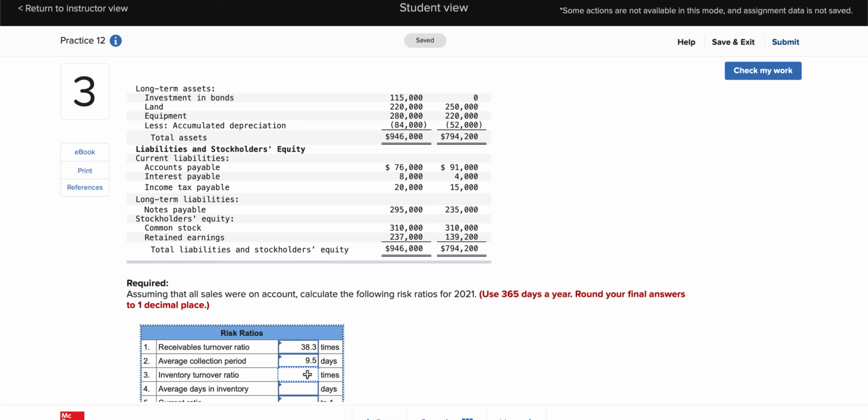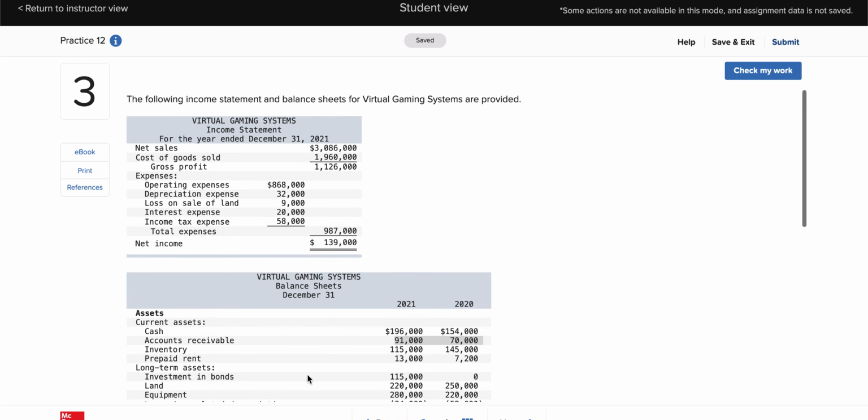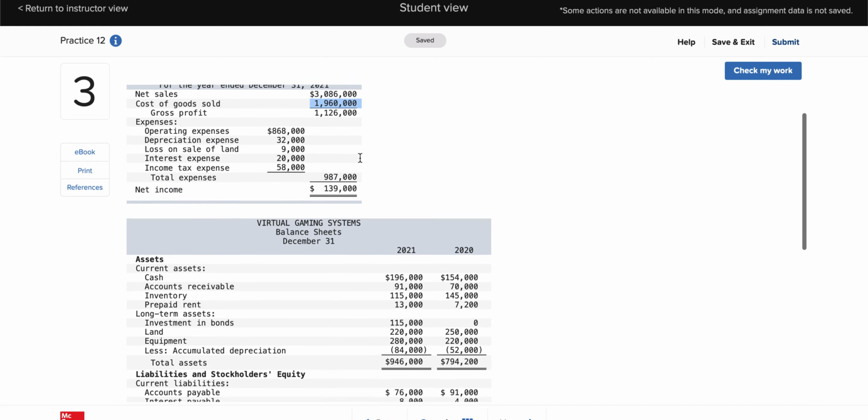So the inventory turnover ratio. Okay, I'm going to take my cost of goods sold. That's the number I want to look for there. And I am going to divide that by the average inventory. So I'm going to take these two numbers, divide them by 2. Let's actually do that.